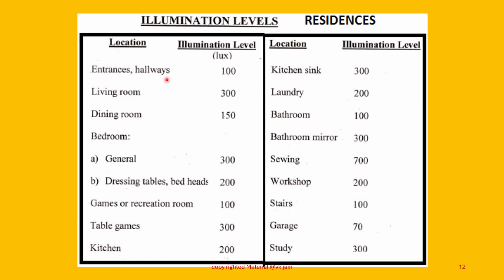Friends, this shows illumination level in different parts of residential complexes. I will read. Entrance hallway illumination level could be 100. Living room it should be 300, dining room 150, bedroom generally 300, dressing table, bed heads 200, and so on.